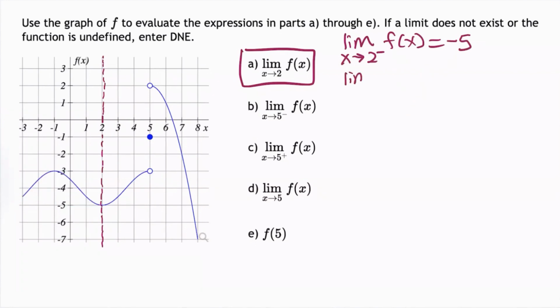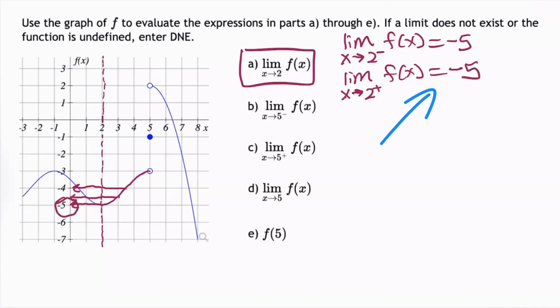Next, we need to evaluate the one-sided limit as x approaches 2 from the right of f of x. To do this, we hop on the right side of the graph and approach 2 from the right. Along the way, again, we observe the y values as we get closer and closer to x equals 2. And it looks like as x approaches 2 from the right, y is also approaching -5.